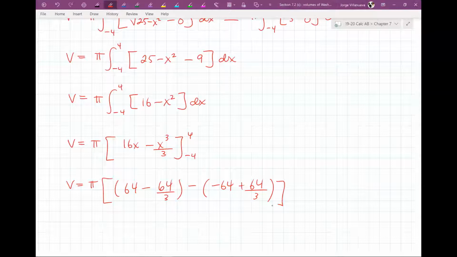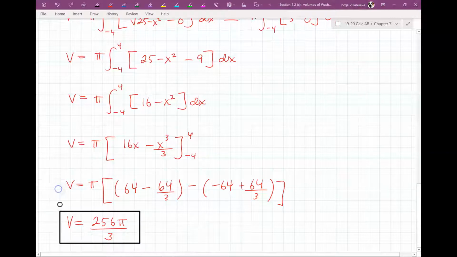So when you add all those numbers up, you get 256 pi over 3, because you'll get 128 minus 128 over 3. So you combine those together, you get 256 over 3. So 256 pi over 3. So that would be the volume of the resulting sphere with a hole in it.